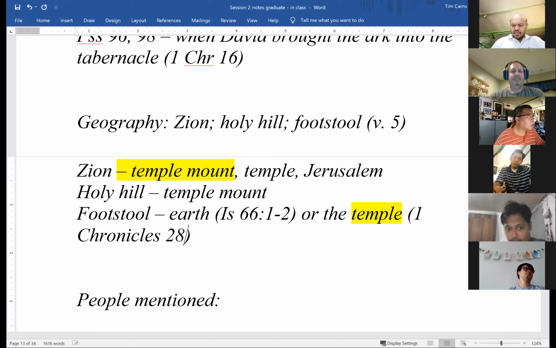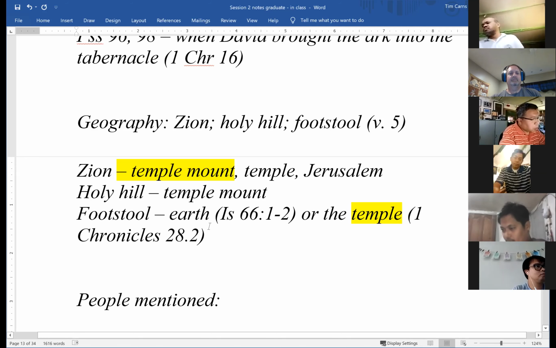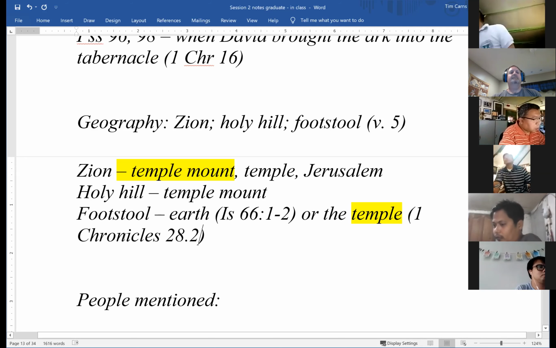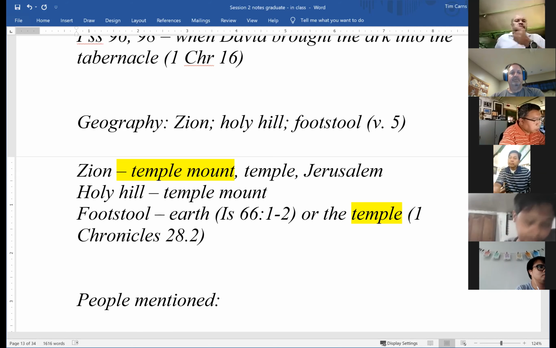Verse 2, what does it say? Verse 2, then King David rose to his feet and said, listen to me, my brethren, my people. I had intended to build a permanent home for the Ark of the Covenant of the Lord and for the footstool of our God. So I made preparations to build it. All right, so the footstool reference there.